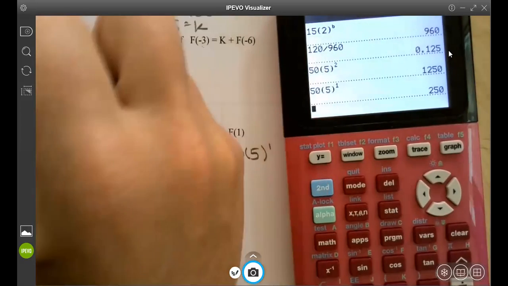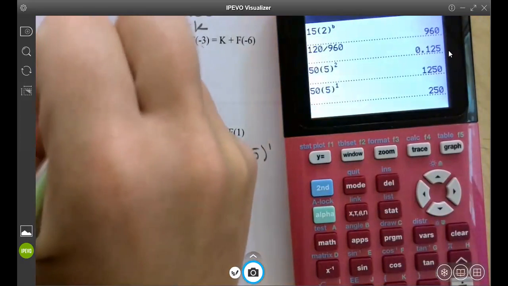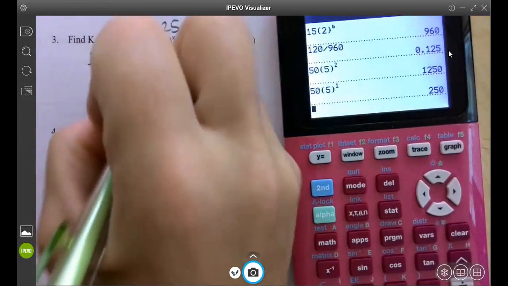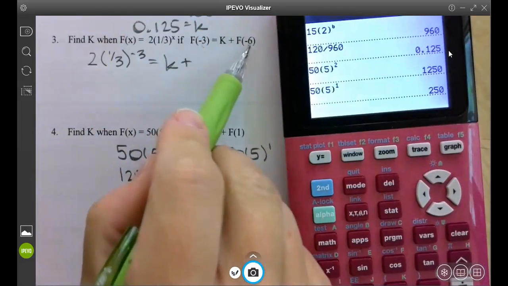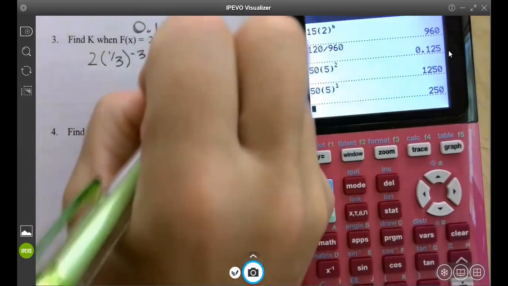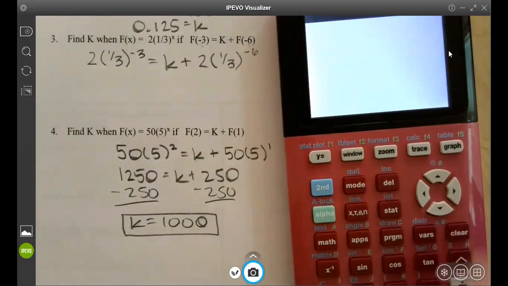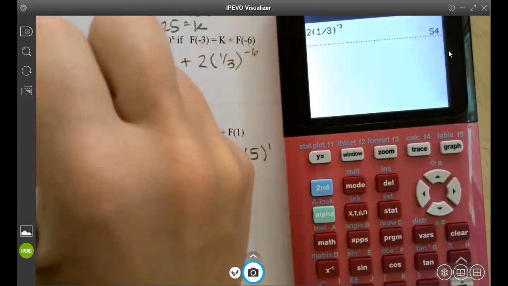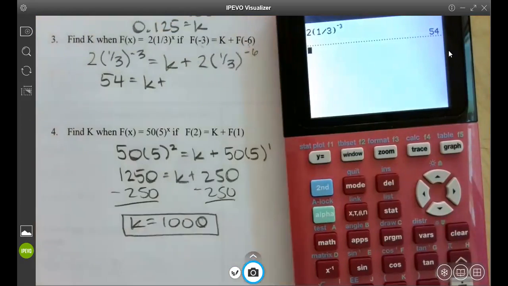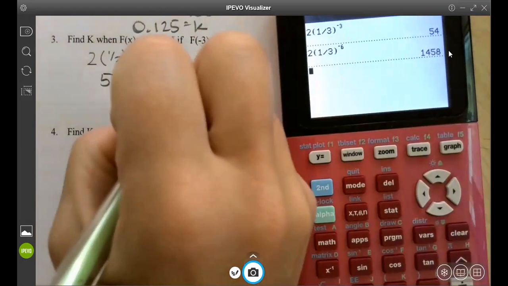Plug in -3. So 2 times 1/3 to the -3 equals K plus F to the -6. 2 times 1/3 to the -6. Type it in your calculator. 2 times 1/3 to the -3 is 54. K plus 2 times 1/3 to the -6 gives us 1458.